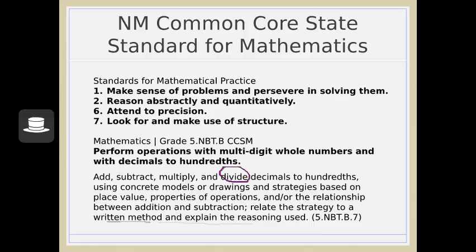We're just going to look at dividing decimals to the hundredths, and we'll look at mostly properties of operations, a little bit of place value, and I'll do some review of these other models to help you see how that relates to what we'll be doing.